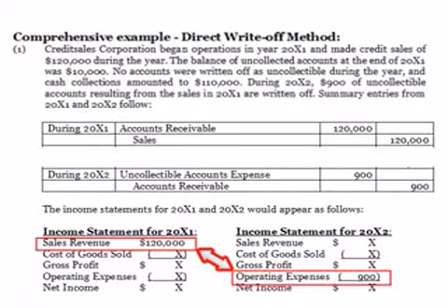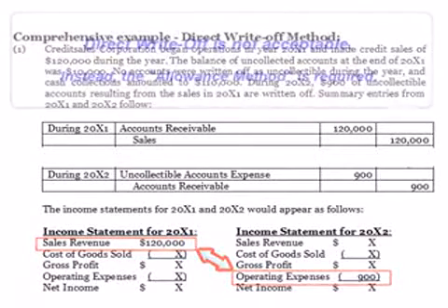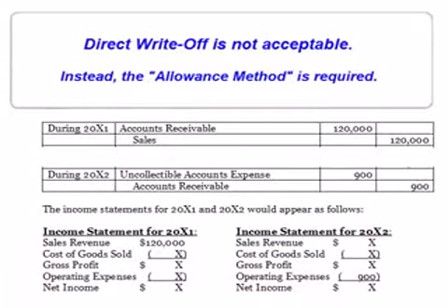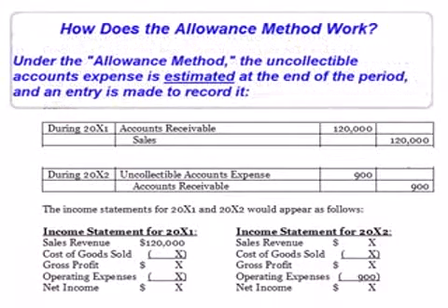So, in keeping with the matching principle, the uncollectible account expense should be reported on the 20x1 income statement along with the sales revenue. Use of the direct write-off method does not allow us to do this, but another method, the allowance method, does. And this is why direct write-off is not allowed under generally accepted accounting principles, but the allowance method is. Here's how the allowance method works.